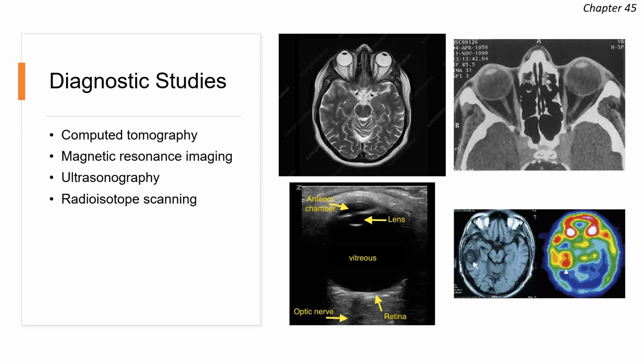Then we have radioisotope scanning. This is done in the nuclear medicine department, and the patient is injected with a little bit of a radioactive substance, and this is going to light up the whole head. This is the picture in the bottom right. This is done to identify tumors and ocular melanomas, cancer, that's sometimes hard to see with other diagnostic studies.